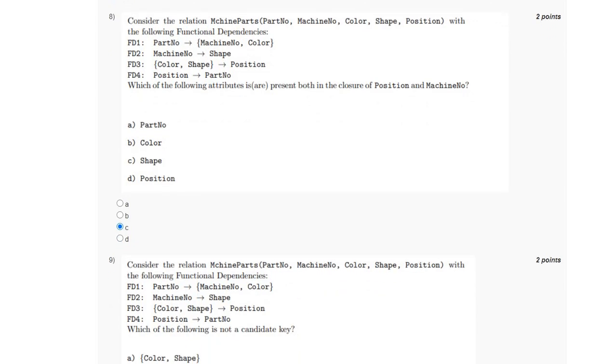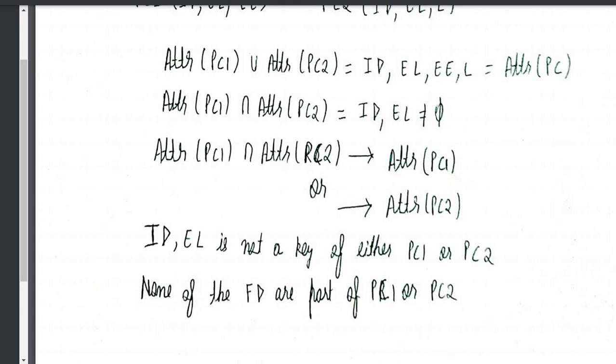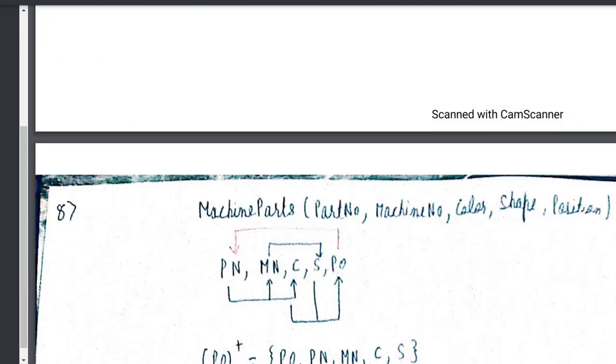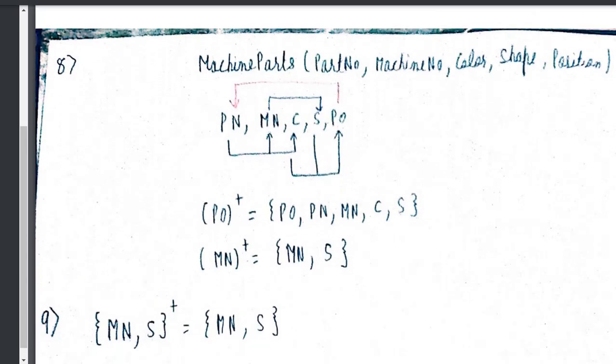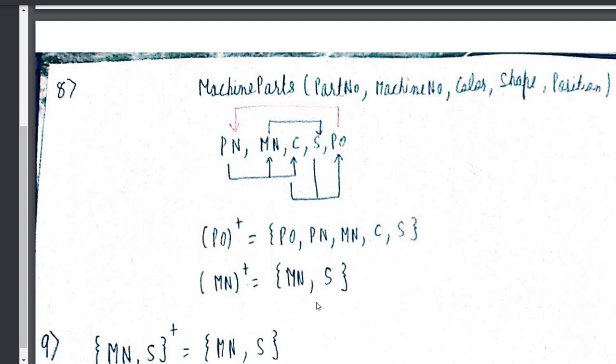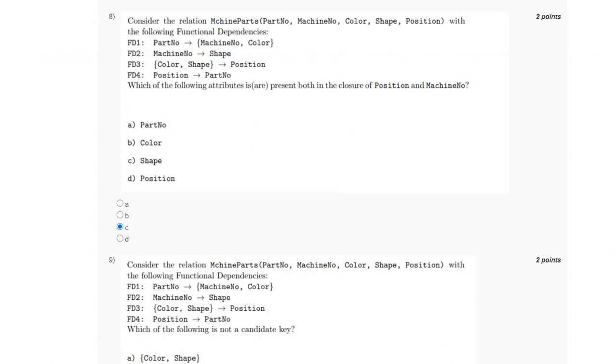For the next question number 8, we have been given the relation machine parts, which has the attributes part number, machine number, color, shape, and position, and we have been given the following functional dependencies, and we have to find the attributes which are present in both the closure of position and machine number. So first let's find the closure of both position and machine number.